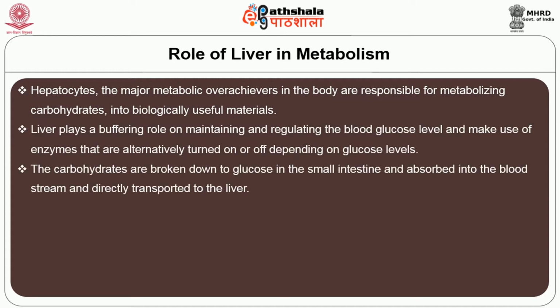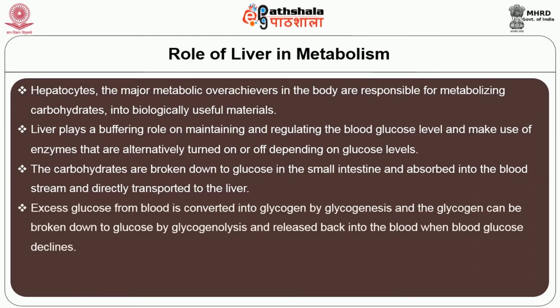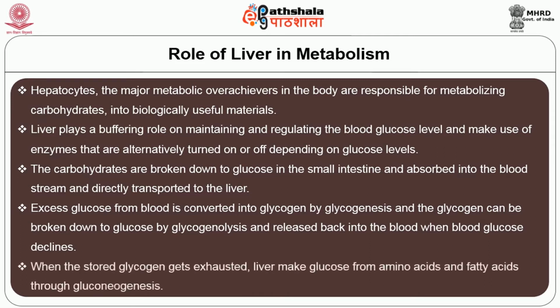The carbohydrates are broken down to glucose in the small intestine and absorbed into the bloodstream and directly transported to the liver. Excess glucose from blood is converted into glycogen by a process called as glycogenesis, and the glycogen formed can be broken down to glucose by glycogenolysis and released back into the blood when blood glucose level declines.